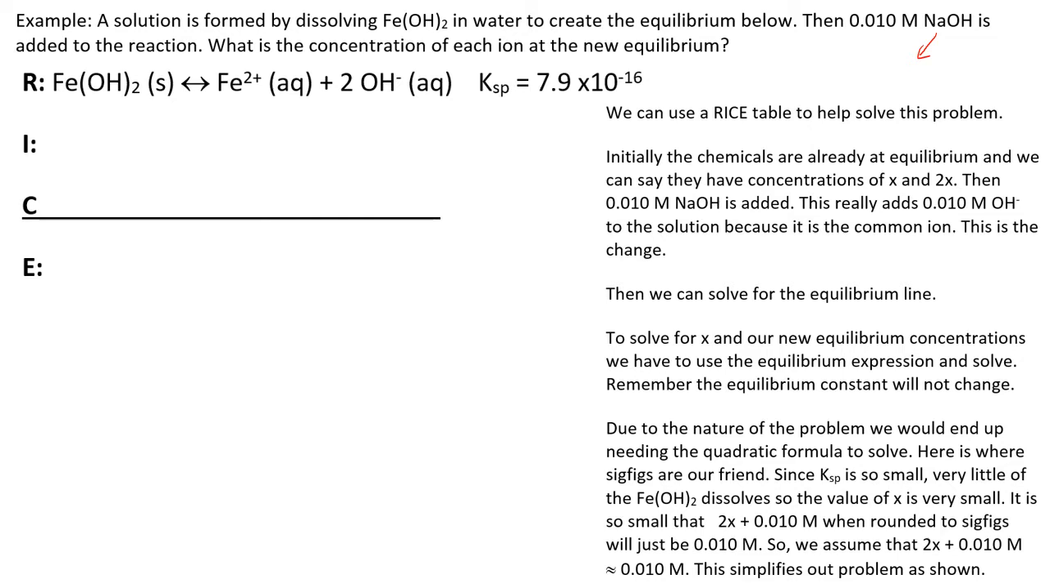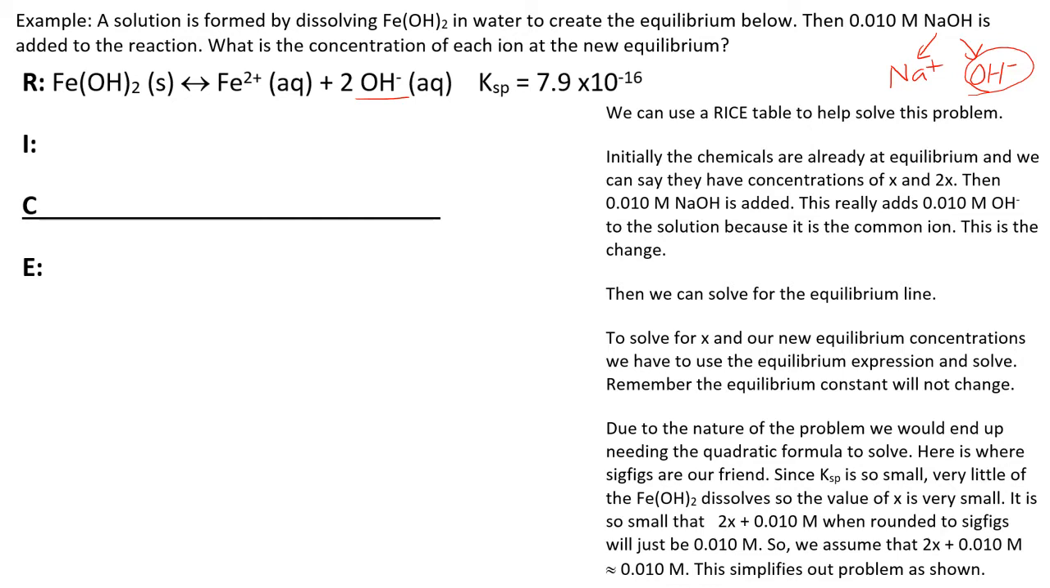So first thing, when we add this NaOH, we're really adding sodium ion and hydroxide ion. So our amount of hydroxide is the one that's changing because that's the one that is in common between our sodium hydroxide and our iron hydroxide. That is our common ion. So we've established an equilibrium and we're adding more hydroxide, and we want to see how does that shift our equilibrium. So we're going to use a Rice table for this since we're trying to figure out new concentrations at equilibrium.